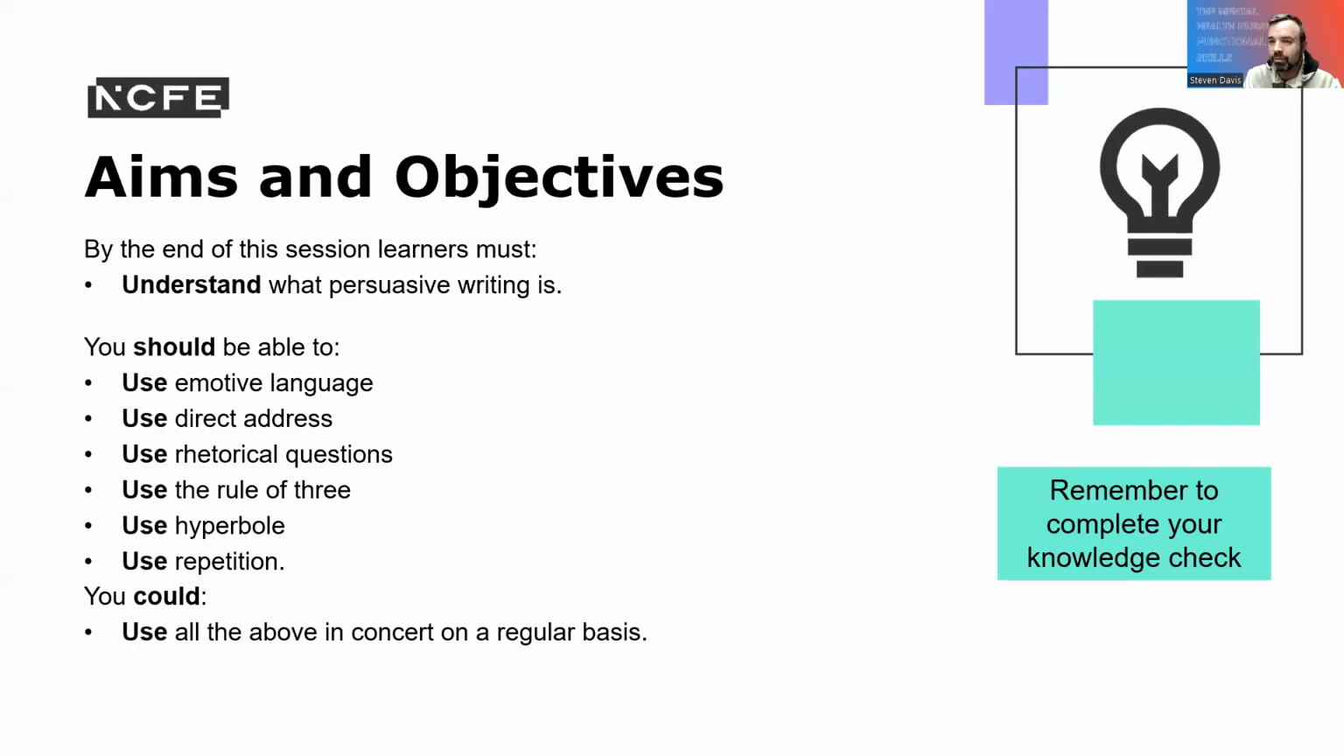Okay, so welcome back. Now looking at aims and objectives. By the end of this session, hopefully you've understood what persuasive writing is. You should be able to use emotive language, direct address, rhetorical questions, the rule of 3, hyperbole or exaggeration, and repetition. That was me using humour, by the way. You could use all of the above, obviously on an ongoing basis, on a regular basis. So remember to check your answers and practice.